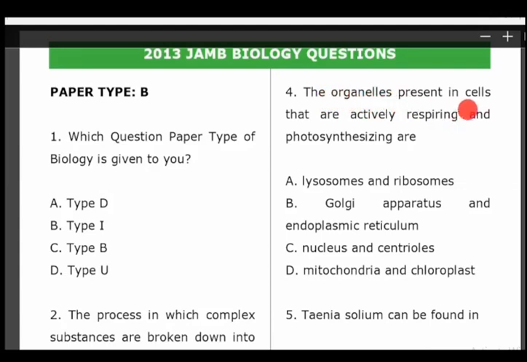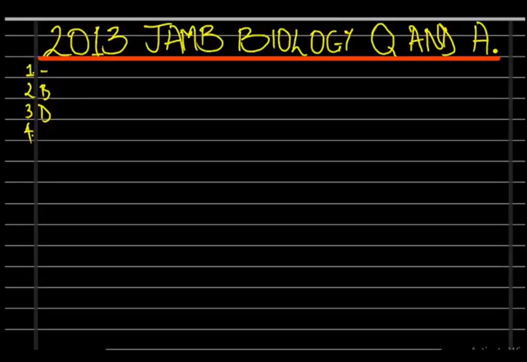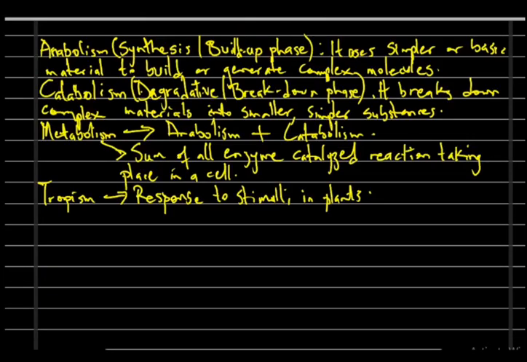The organelles present in cells that are actively respiring and photosynthesizing are A. Lysosomes and ribosomes, B. Golgi apparatus and endoplasmic reticulum, C. Nucleus and centrioles, and then D. We have mitochondria and chloroplast. We need to understand the functions of all of these. Let's see the ones we can quickly talk about. So let me put a note down here for that.